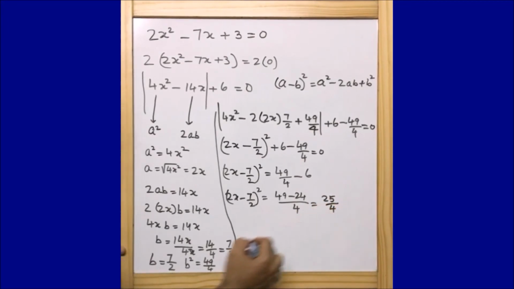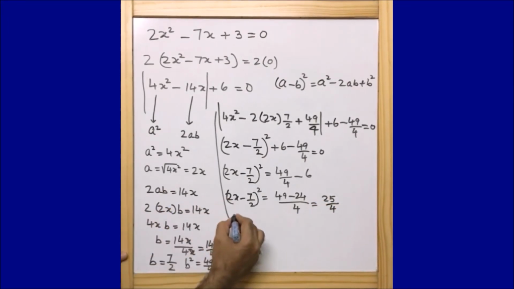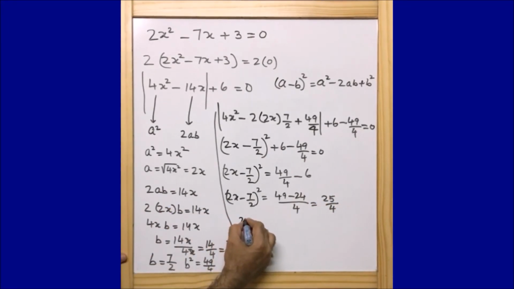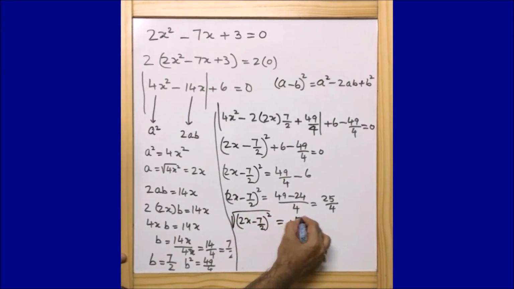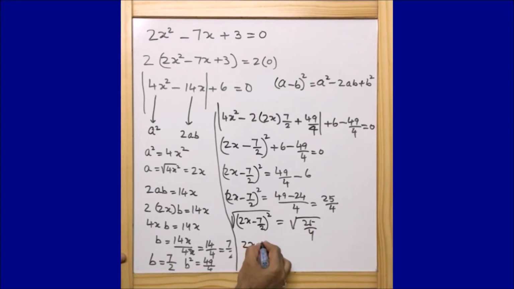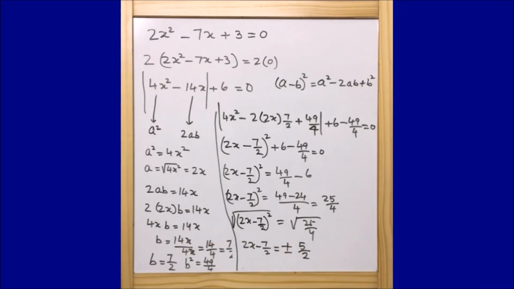Or I can say, just taking the root of both the sides, that means 2x minus 7 by 2 whole square root over is equal to root over of 25 by 4. Or I can say 2x minus 7 by 2 is equal to plus or minus 5 by 2. Hope guys till here we are pretty clear.